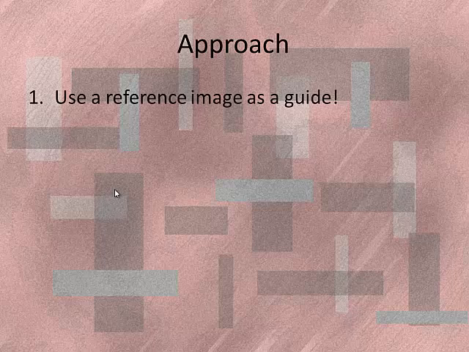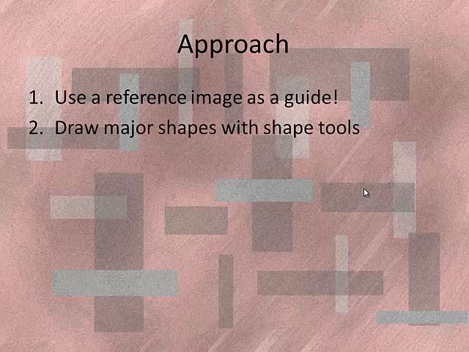First off, we're going to use a reference image as a guide. So always look something up on the internet to look at, or a photograph, or something that you know what it should look like. You're going to use major shapes with the shape tools like the rectangle tool, the polygon tool. You can reshape some things and remove some points as you go.